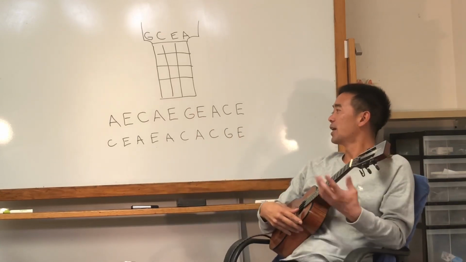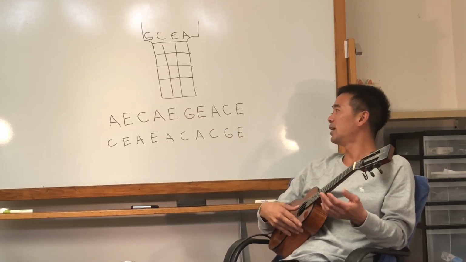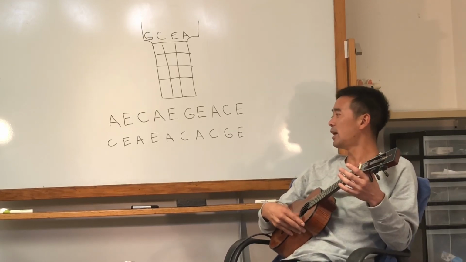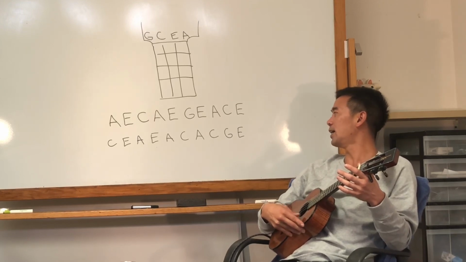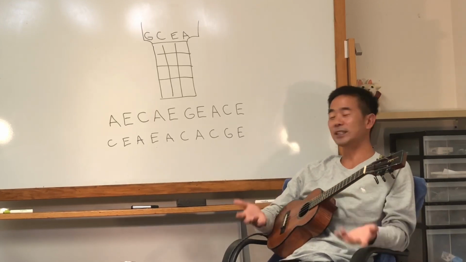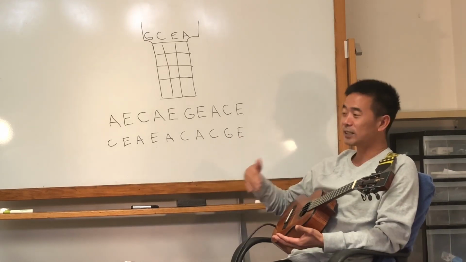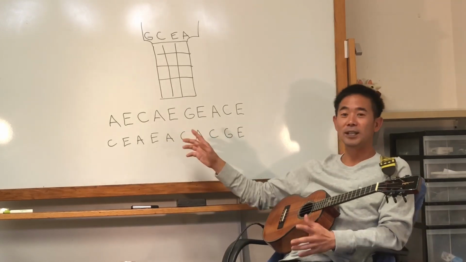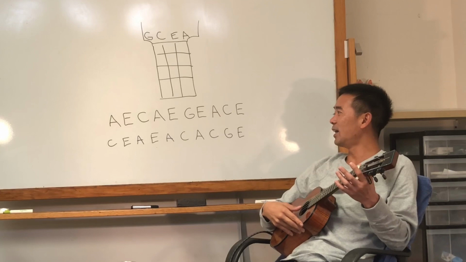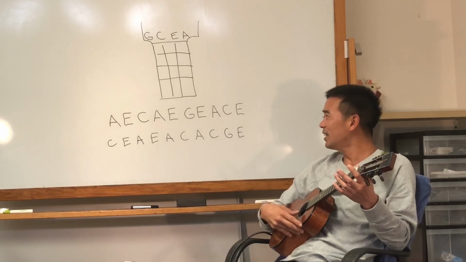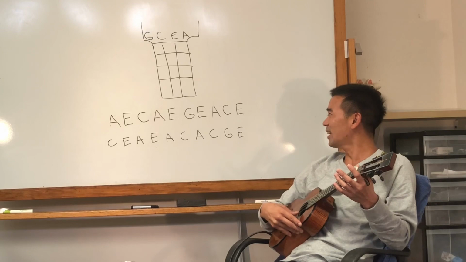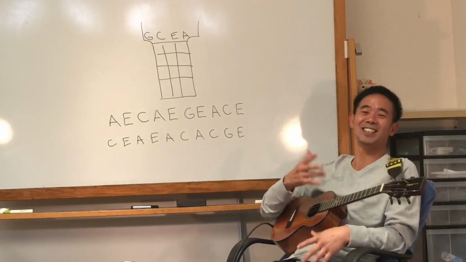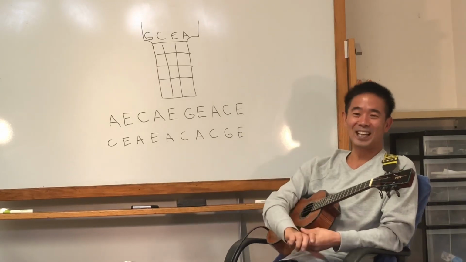So A, E, C, A, E, G, E, A, C, E, C, E, A, E, A, C, A, C, G, E. That's it. You can start off slower and slowly speed up, gradually pick up the pace, but always try to pick in time. Not A, E, C, A, G, E, A, C, C, A, E, A. I don't think that's good practice at all.